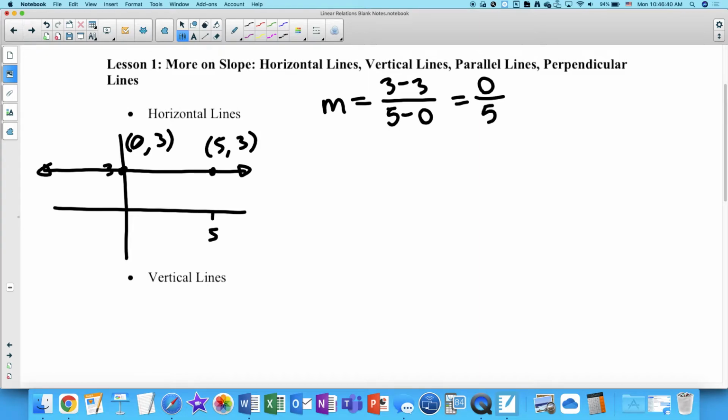Okay. What's the value of 0 over 5? Yeah, 0. So horizontal lines always have a slope of 0. Because if you think about it, if you're horizontal, your rise is nothing. You're not going up at all. You're just moving along. Your run can be anything, but your rise is always 0. 0 divided by anything is just 0. Okay? So horizontal lines always have slopes of 0.